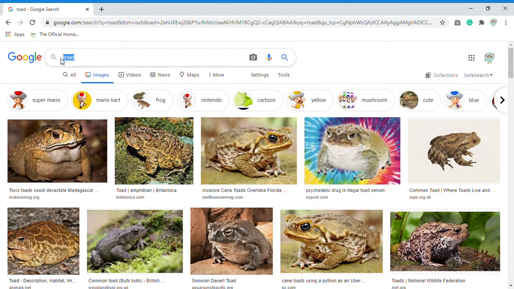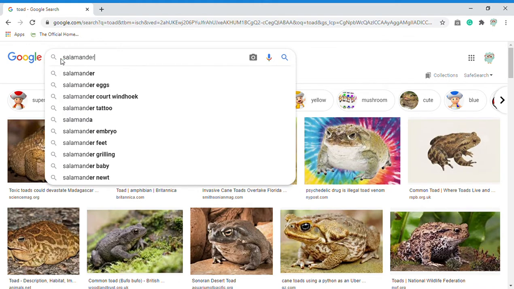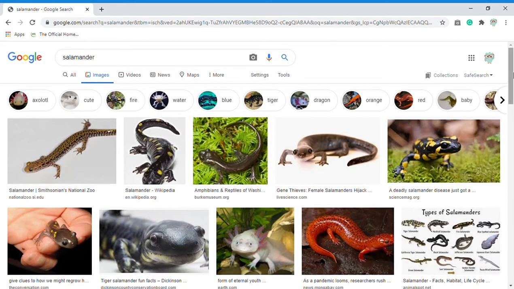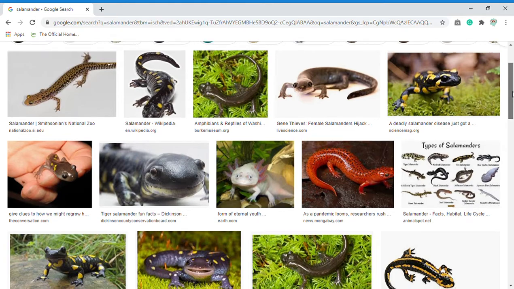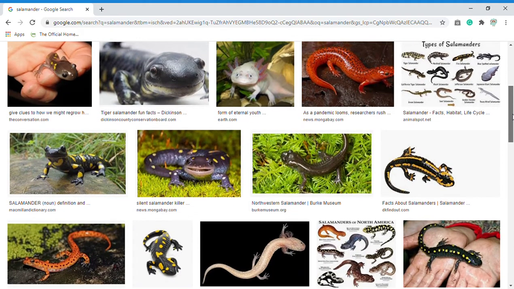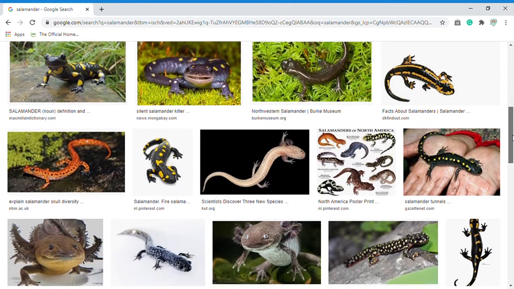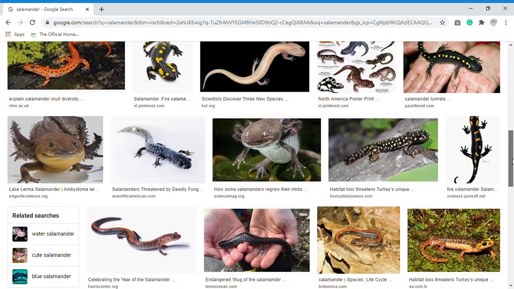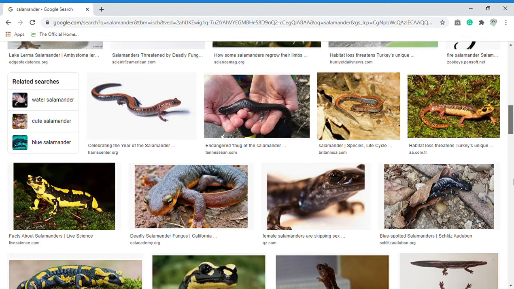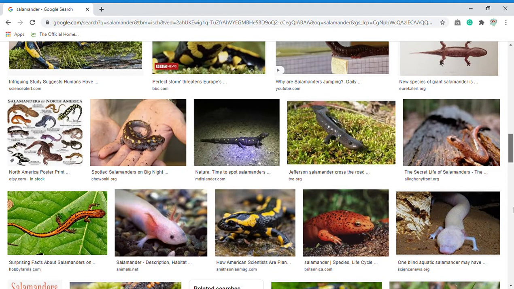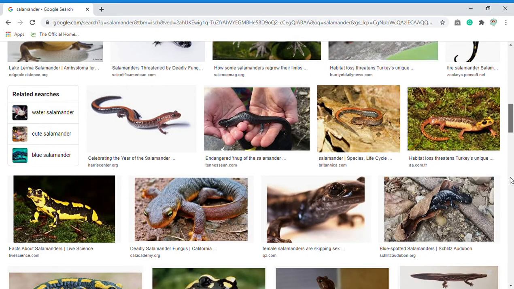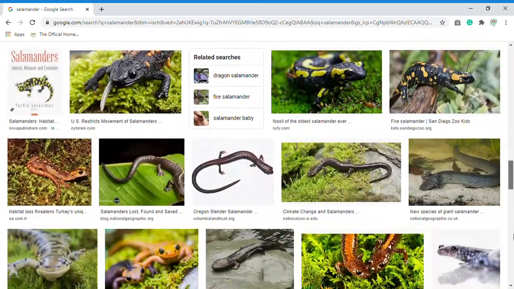Then we go to the next one, salamander. A salamander. Oh, that's why everyone was asking what's the difference between a newt and a salamander, because they look a lot alike. A salamander. But I thought this was a mud puppy. How do you know the difference? Okay, so a salamander basically looks like a newt, just black, but they're not just black.